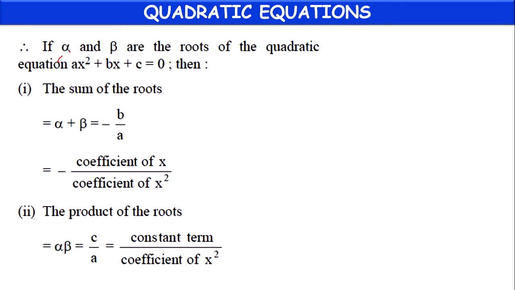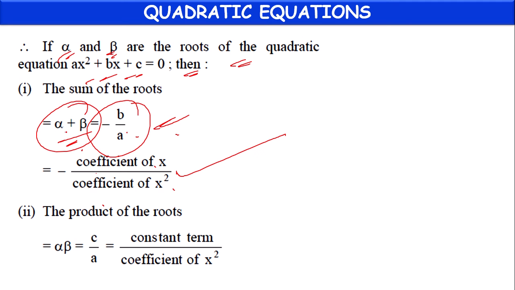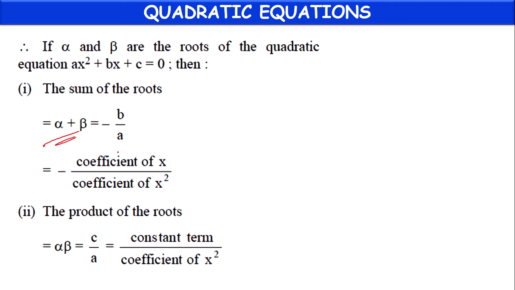So, if alpha and beta are the roots of a quadratic equation, then alpha plus beta equals minus b by a. We can directly remember this, which means minus coefficient of x by coefficient of x square. That is the formula for the sum of roots. And the product of roots formula is alpha beta equals c by a, where c is the constant term and a is the coefficient of the x square term. So you have to remember these two formulas carefully, children, so that we can solve quadratic equations directly.